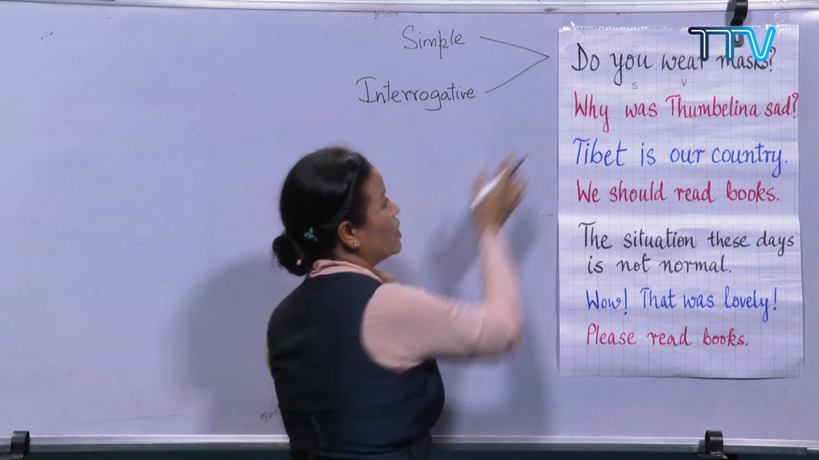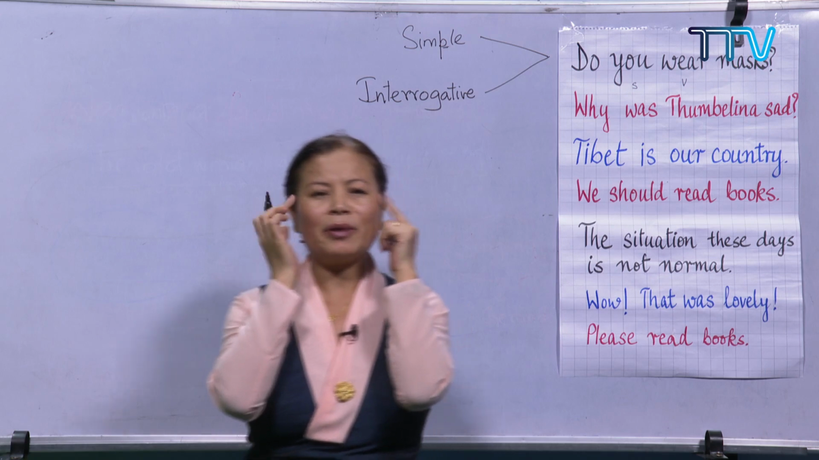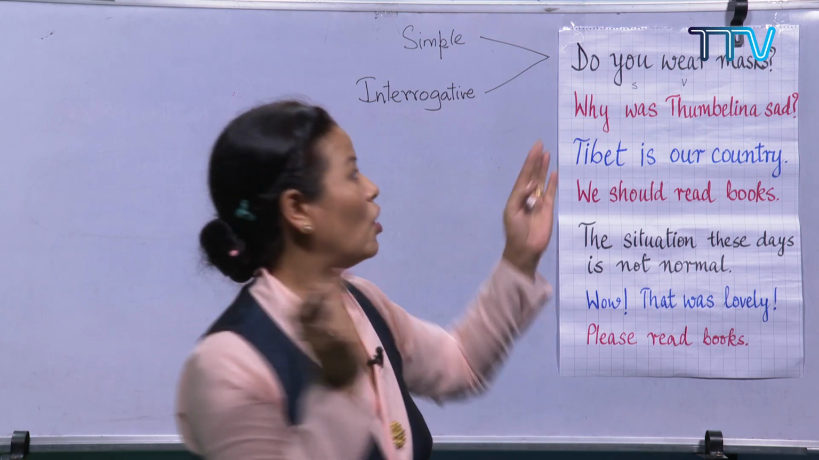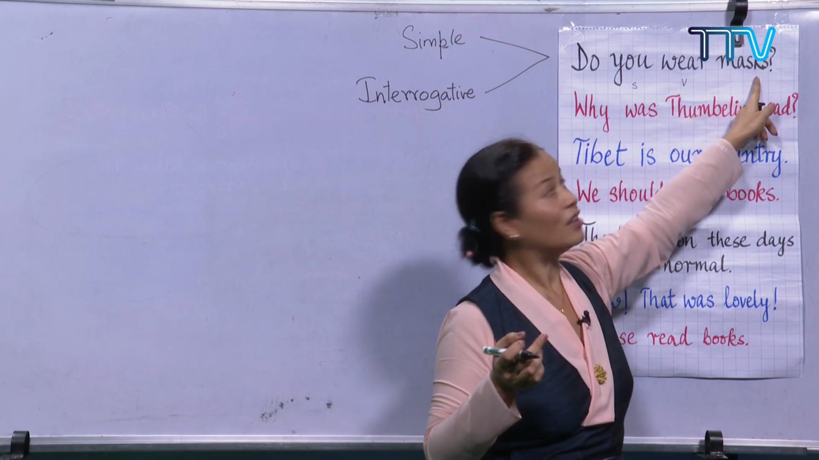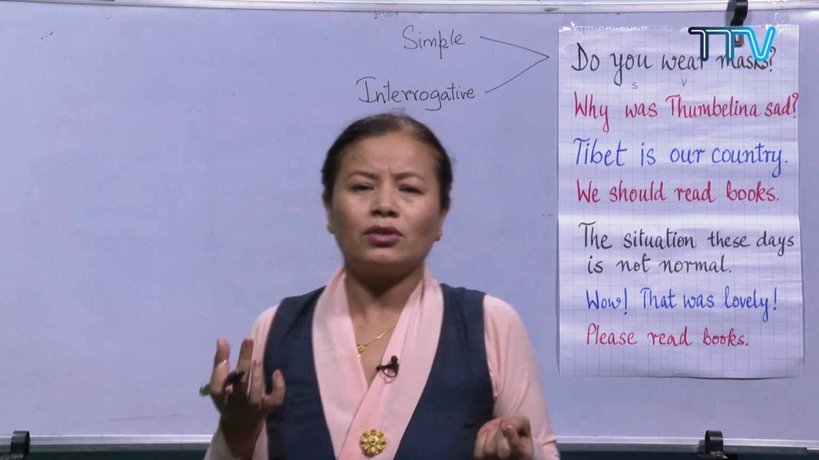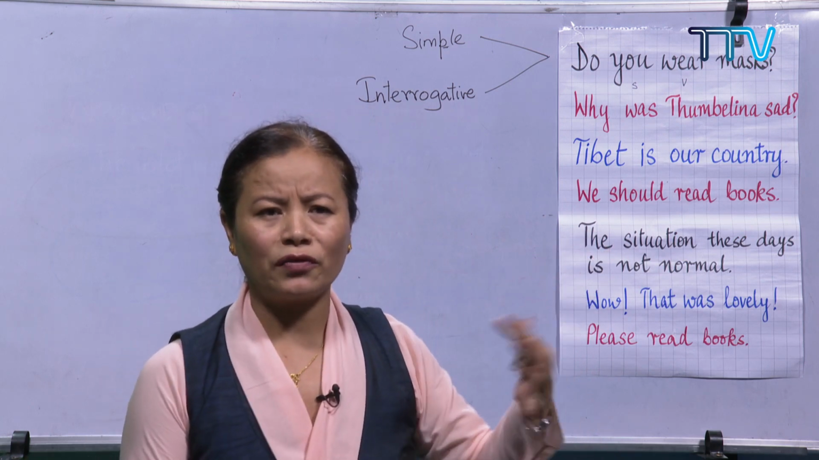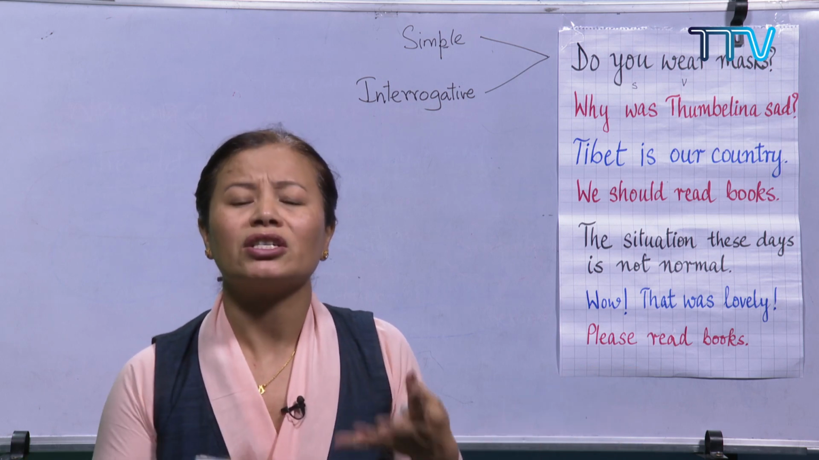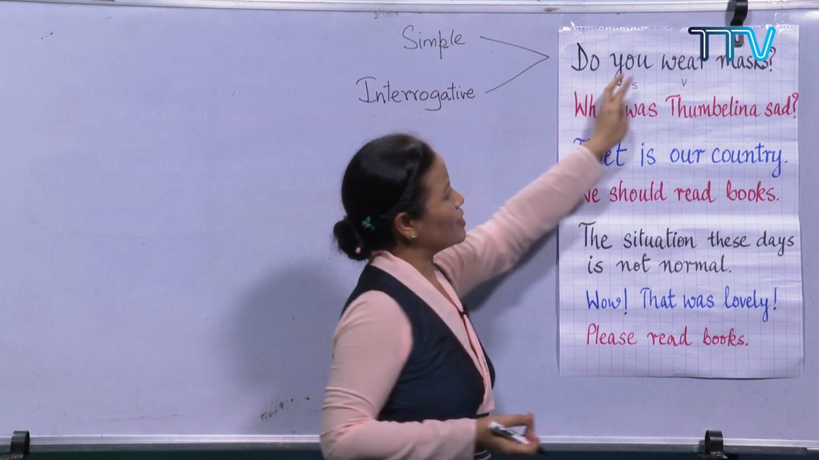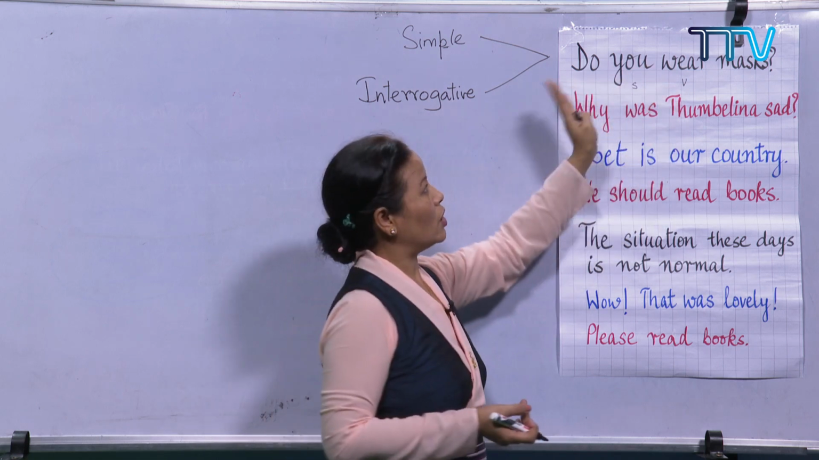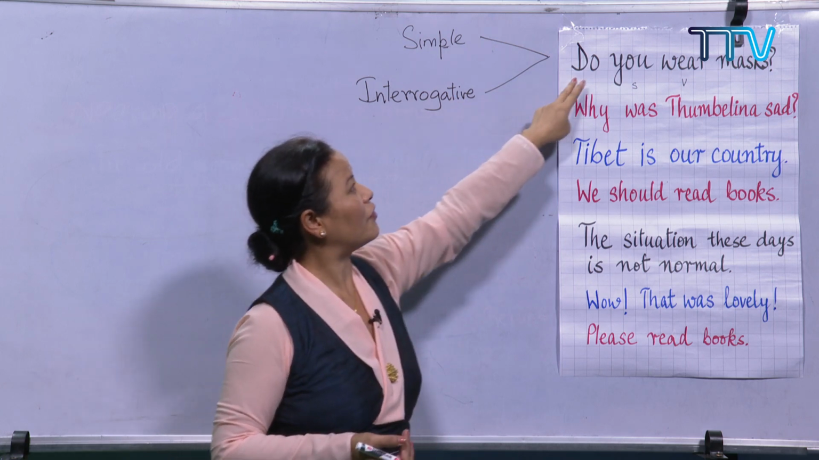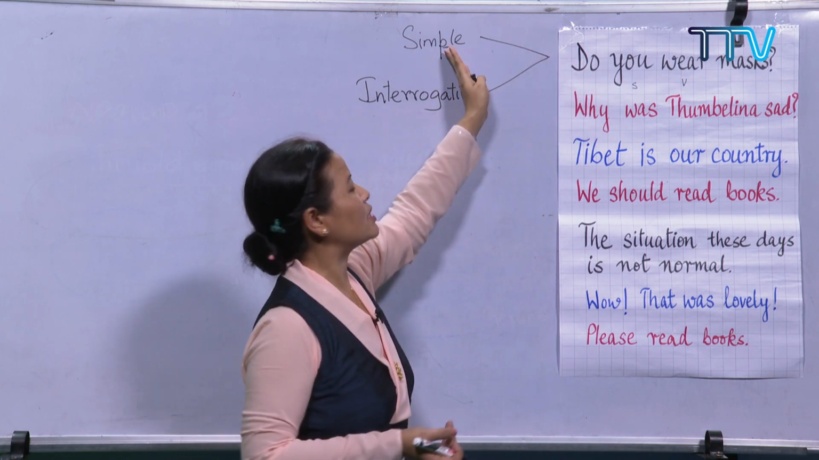Since this is a question, what you need to remember is all the interrogative sentences end with a question mark. You see the question mark here. You might have heard that the police is doing some sort of interrogation about this case, interrogations, questioning, the questions. So, do you wear masks? This is a question. So, a question is an interrogative sentence, and I have used an example of a simple sentence.